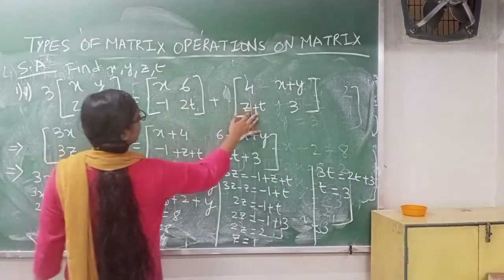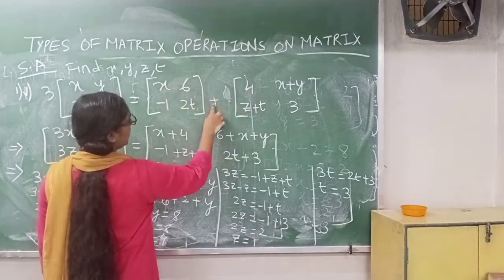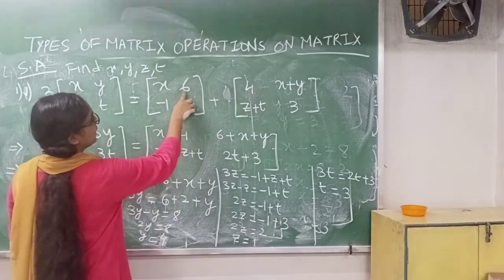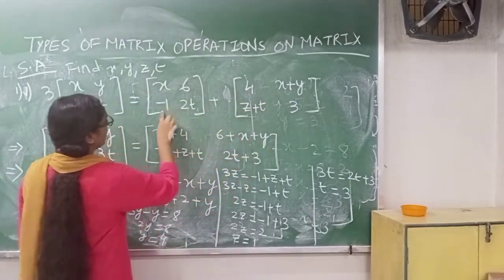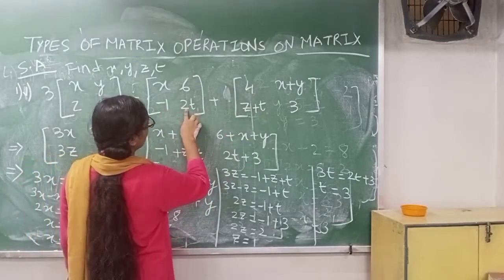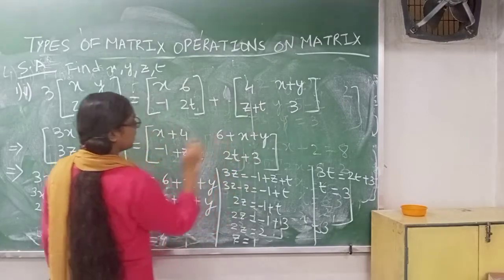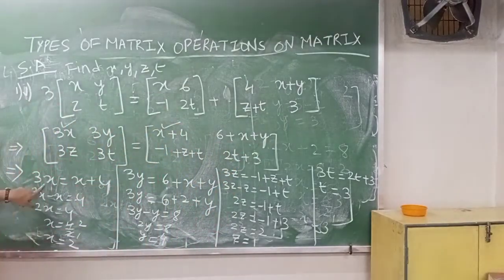Now this one will add with this one, so first element with first element means x plus 4, then 6 plus x plus y, then minus 1 plus z plus t, then 2t plus 3. Now what you can do, you can equalize this one with this. So I am equalizing here, 3x equals x plus 4. Now x will come, 3x minus x, 2x equals 4, x value you will get 2.